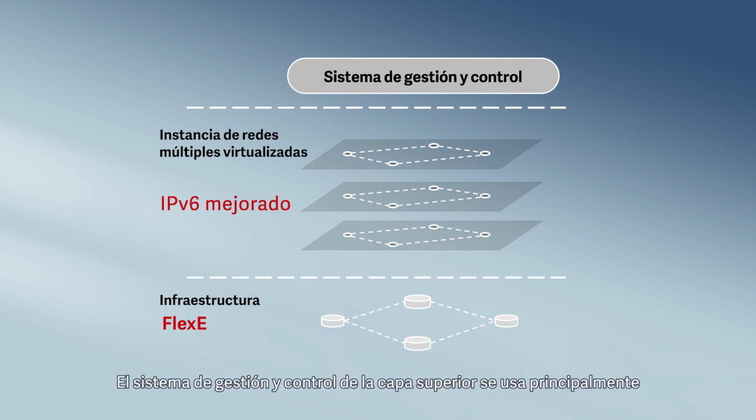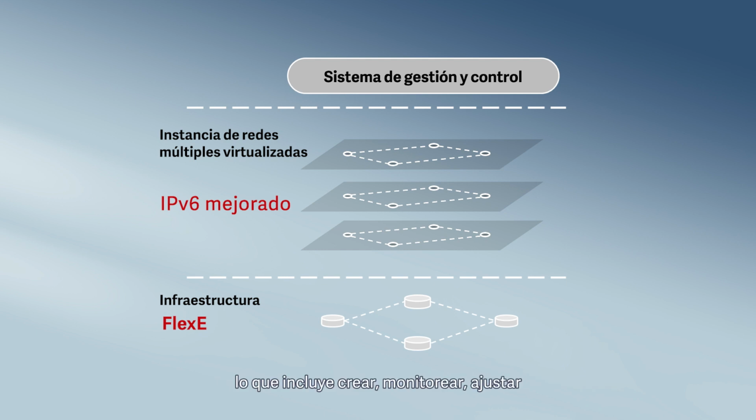The management and control system at the top layer is mainly used to manage the lifecycle of network slices, including creating, monitoring, adjusting, and deleting slices. By using the YANG model of network slicing, the layer enables interconnections between standardized interfaces and users.